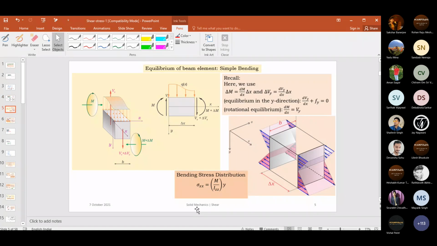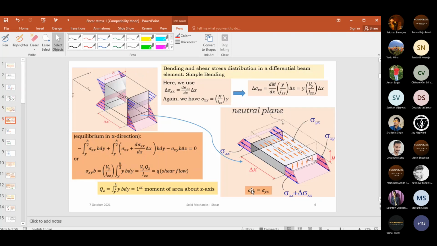Now the same thing has been written because q of x looks to be varying. Now the bending stress distribution is given by what? M over Iz into y. So this is the bending stress distribution. It is triangular in nature, 0 at the neutral axis, and below it is tension, above it is compression. So all these things you see, this is compression, this is tension. So this is what is done.